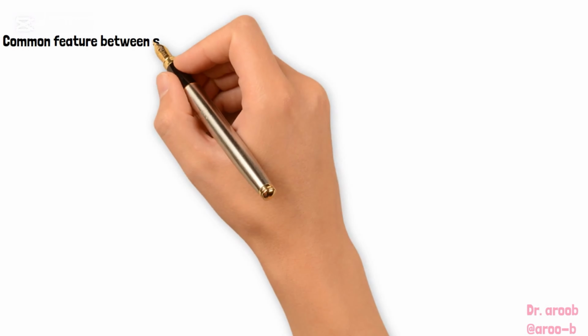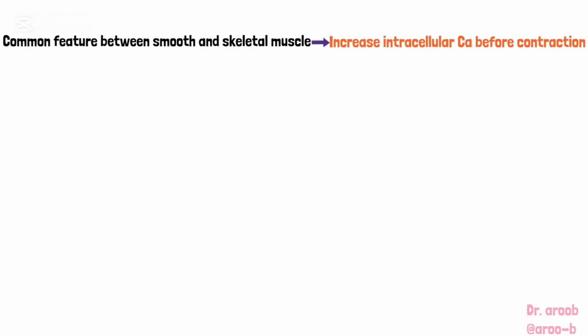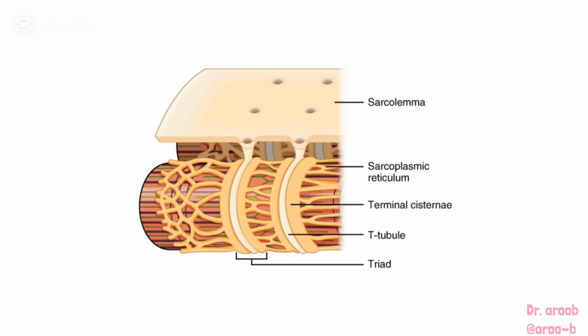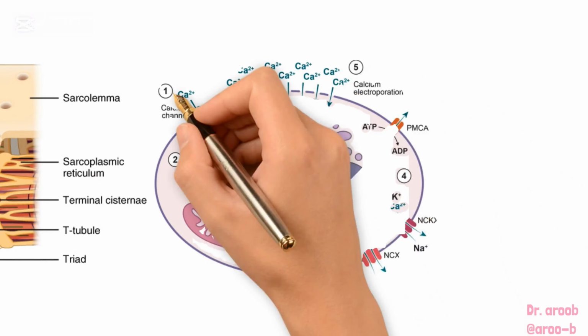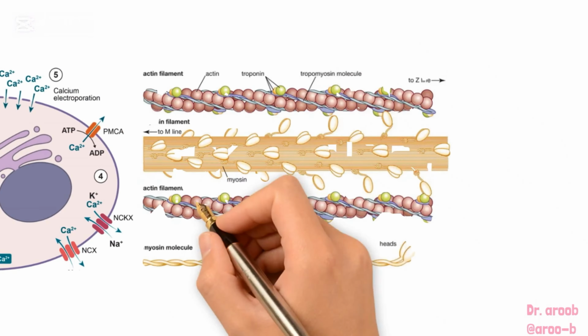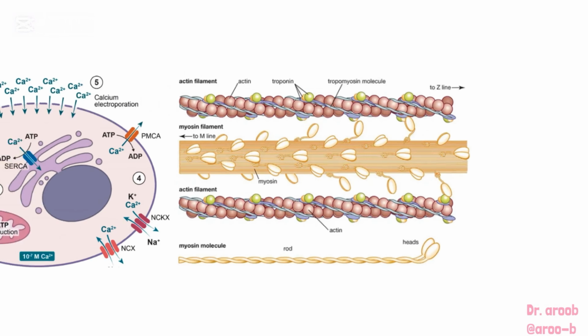Common feature between smooth and skeletal muscle is increased intracellular calcium before contraction. Calcium is released from intracellular stores like the sarcoplasmic reticulum or enters the cell from the extracellular space. Both types of muscle utilize sliding filament theory, where actin and myosin filaments slide past each other to generate force for contraction.